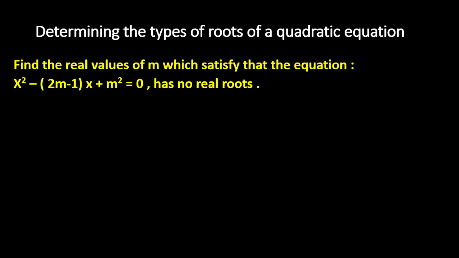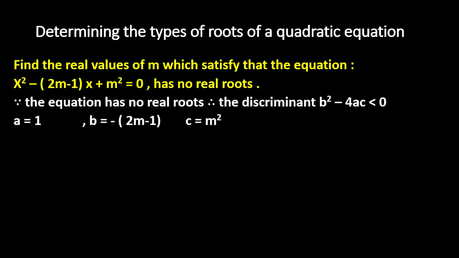Find the real values of m which satisfy that the equation x power 2 minus (2m minus 1) x plus m power 2 equals 0 has no real roots. What do you mean by no real roots? It means that the discriminant is less than 0. Okay, a here equals 1, the coefficient of x power 2. b is the coefficient of x, it will be negative (2m minus 1). c is m power 2.